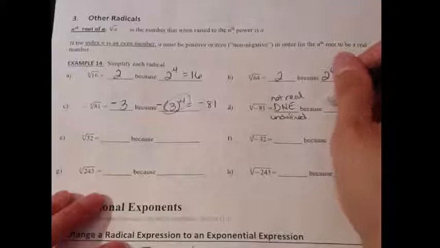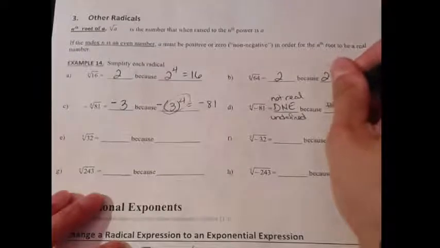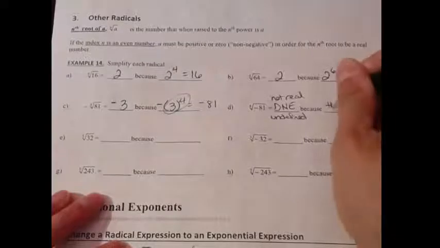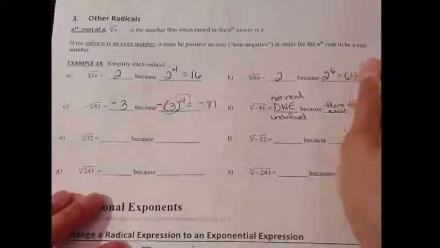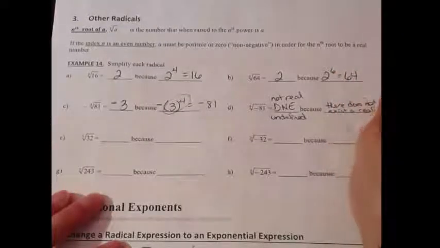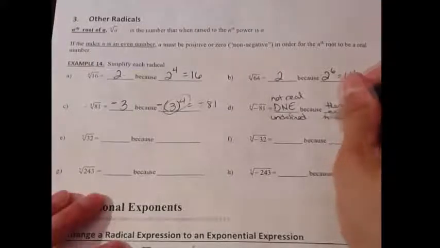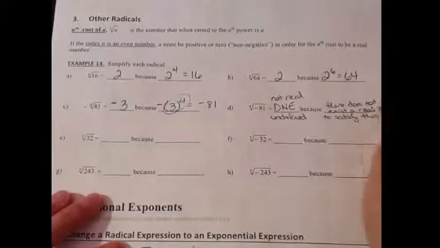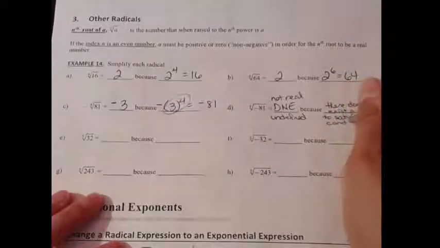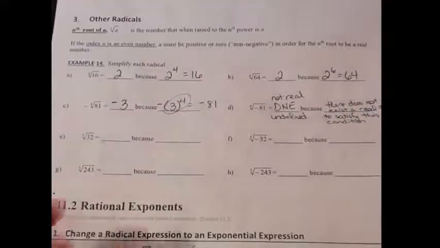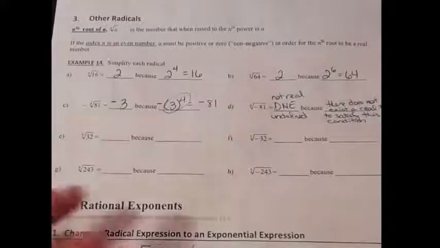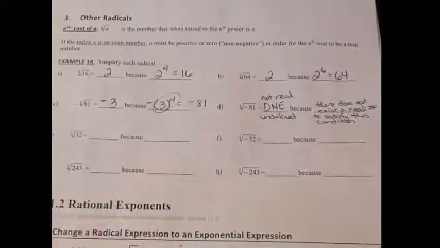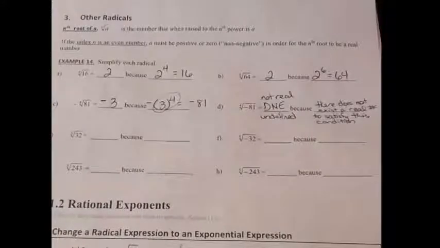Let's write down that because there does not exist a real number to satisfy this condition. There's no way to multiply a number by itself 4 times to give you a negative 81. It's just not going to happen. Let's take a look at the rest.